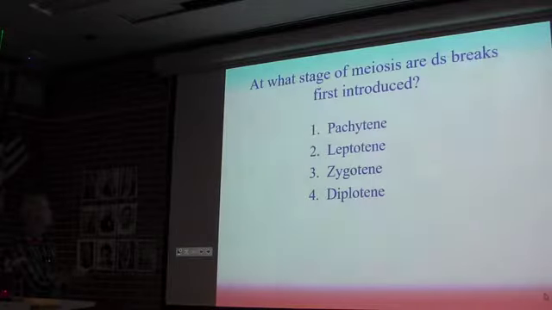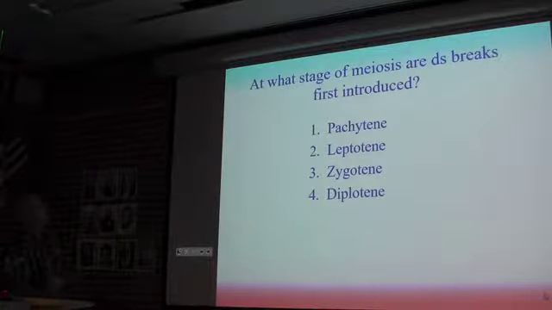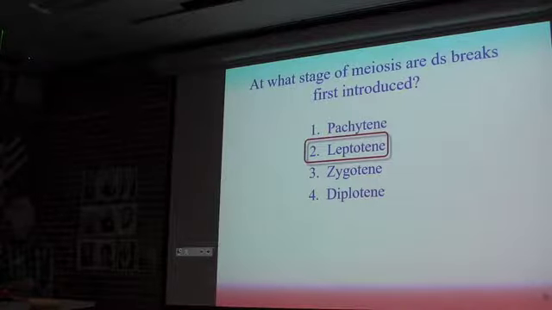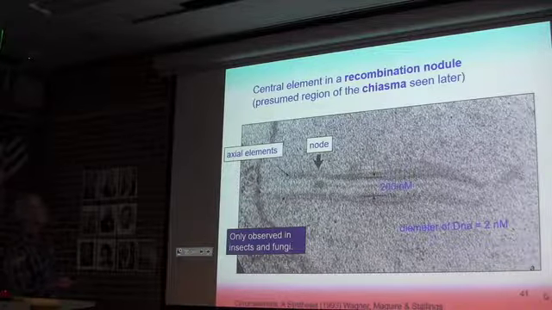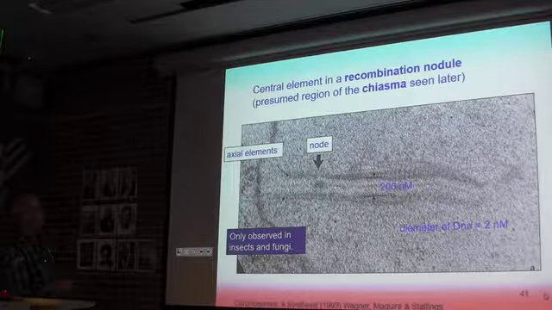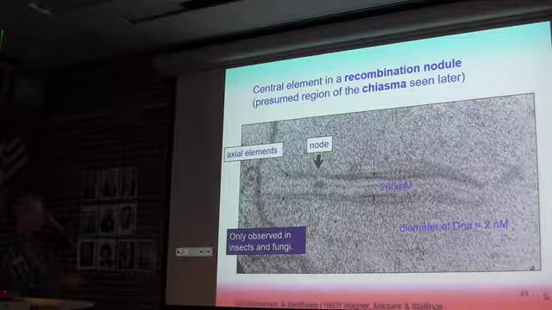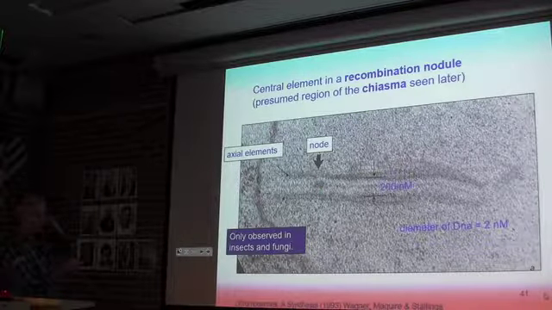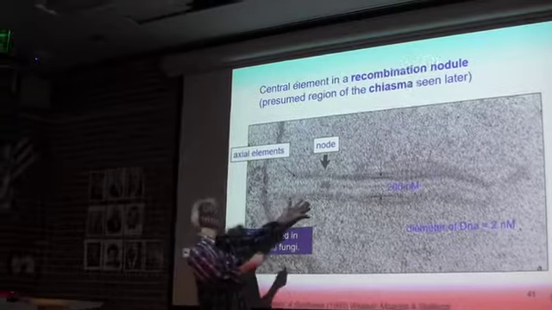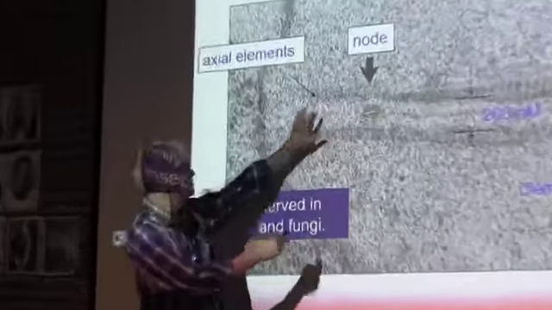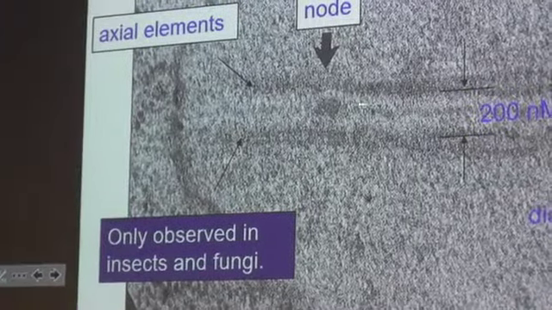What stage of meiosis are double-strand breaks first induced? Leptotene. Central elements resumed. Oh, that's a node. You don't see that in all organisms, but this is an indication of what recombination might look like. But remember, the synaptonemal complex is there to prevent recombination.